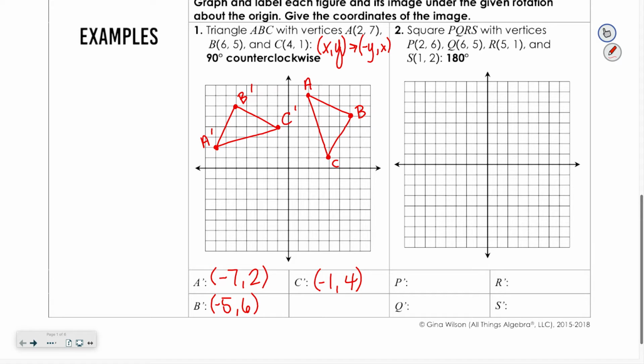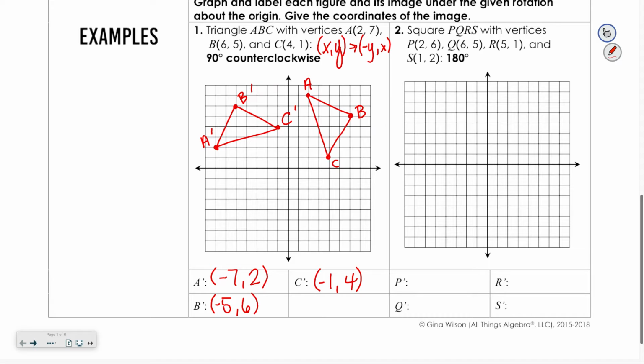So you're just using your rule, writing the new ordered pairs. Now, I'm not going to ask you what quadrant it's in, but you should just be aware when you start. If I begin in the first quadrant and I'm going 90 degrees counterclockwise, I should end up in the second quadrant. Okay? So you should be self-aware of where this should end up. Why on number 2 does it not tell me a direction? Because for 180 it doesn't matter.